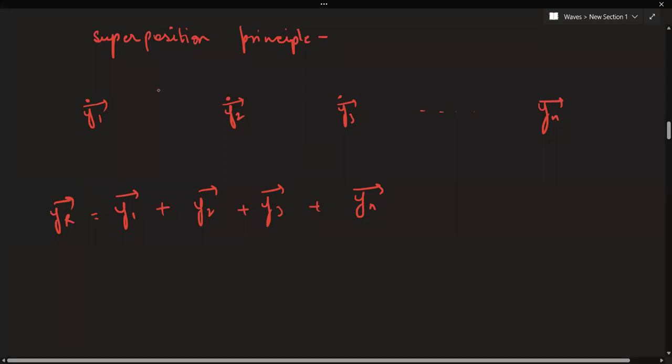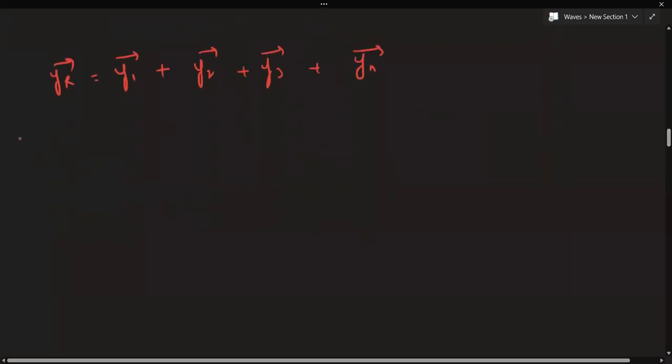So is the superposition principle clear to you? Yes, ma'am. Any doubts till now? Ma'am, is there a definition for it? Let me write it down. I'll write down the principle.